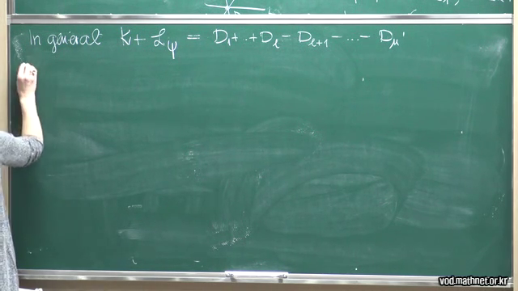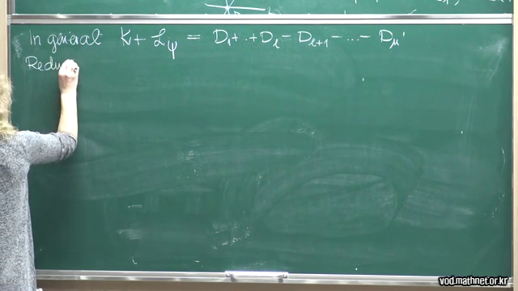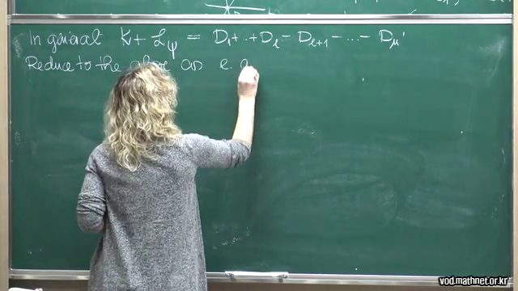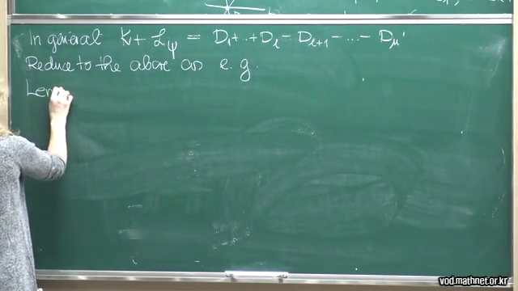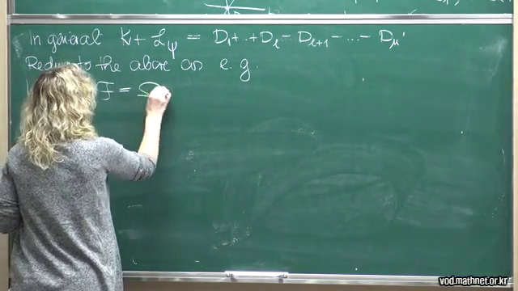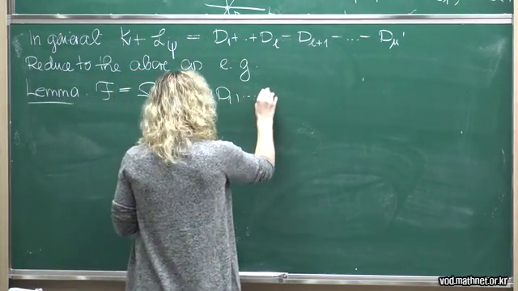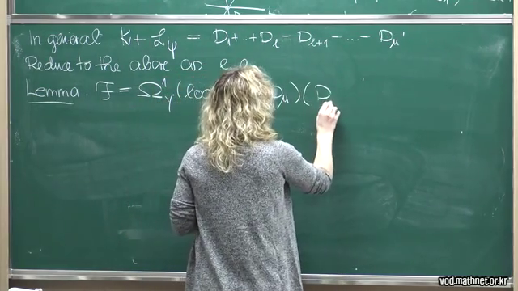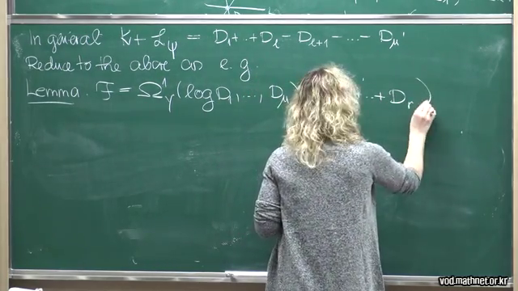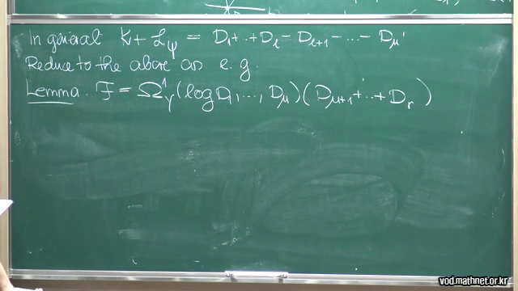For example, apply or reduce to the above, as for example the following lemma. Assume that f is omega 1 y log d1 d mu and d mu plus 1 plus d r. Okay? Let's suppose that this is effective and the sum of branch lines, branch divisors.